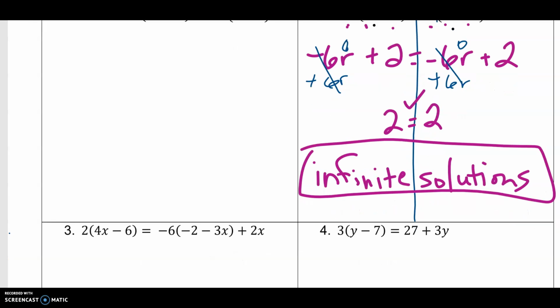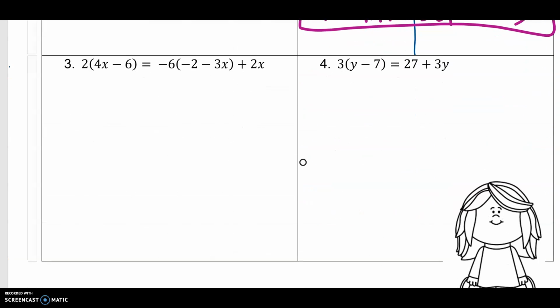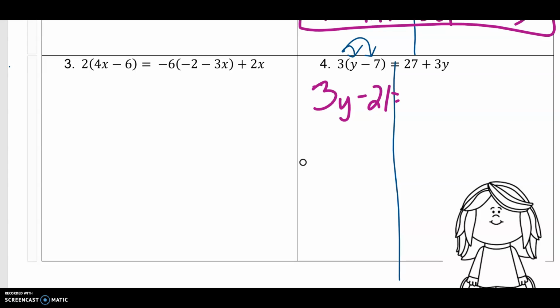Now, if we scroll down to number 4 here, this is going to be a different special case that we have. This is the second one. But same thing. I'm going to follow all the same steps. I'm going to draw my line. I'm going to look for anything that I can distribute, and that happens on the left side here. I have 3 that can be distributed into that parentheses. So 3 times y is 3y. 3 times -7 is -21. On the right side, there's nothing to distribute, so I'm just going to bring that entire side down so I can keep my equation going.